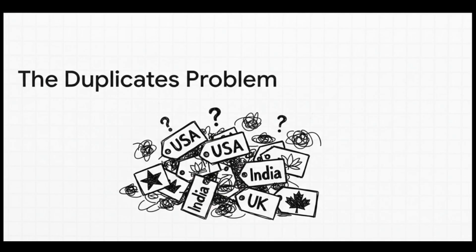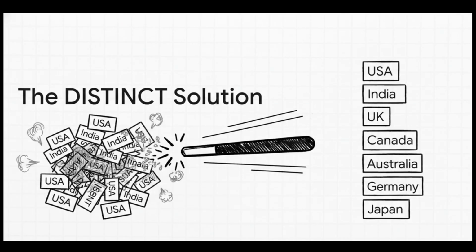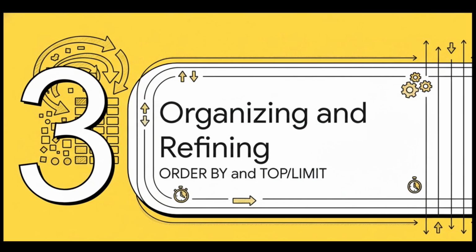It's not super helpful. The fix for this is so simple, it's beautiful. You just add the keyword distinct right after select. That one word tells the database, hey, get rid of all the duplicates before you show me the result. And just like that, you get a clean, unique list of countries. A tiny word that makes a huge difference. All right, so now we're getting the right data. That's great. But it might be coming back in a totally random order.